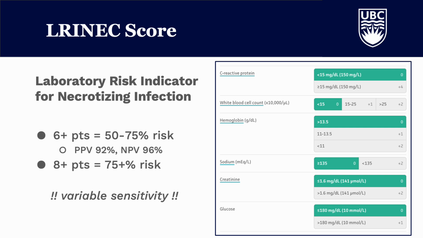Using 6 independent variables, namely CRP, white count, hemoglobin, sodium, creatinine, and glucose, a score is yielded to estimate the risk of a necrotizing infection being present.